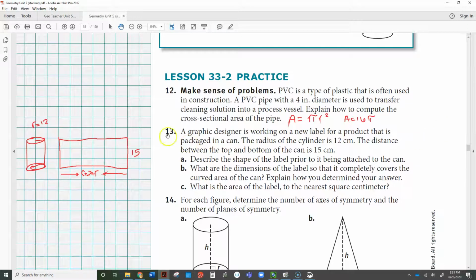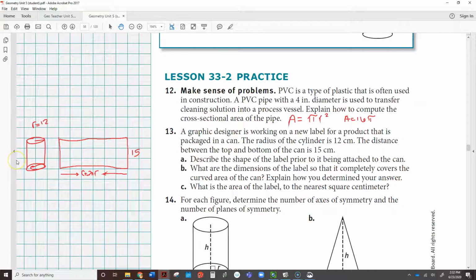All right, we've got a graphic designer working on a new label for a can. The radius of the cylinder is 12. The distance between the top and the bottom of the can is 15. What shape is the label? Well, I know you guys have all peeled a label off a can and laid it flat. It's just going to be a rectangle. We kind of looked at that a while ago when we were looking at nets.